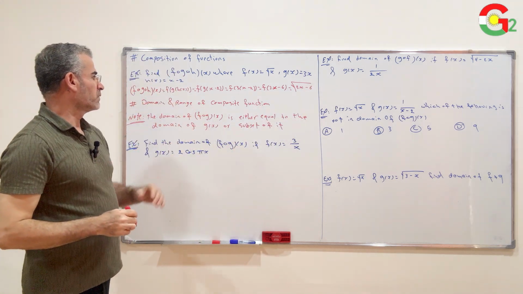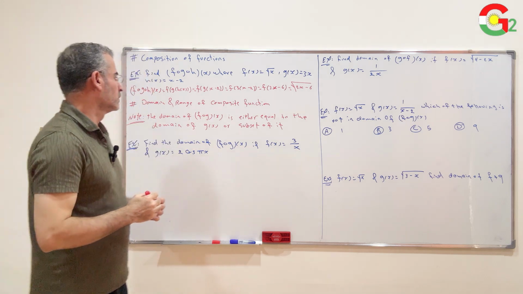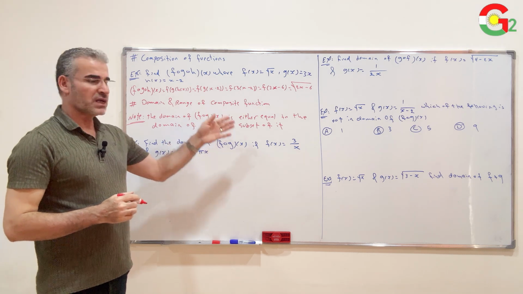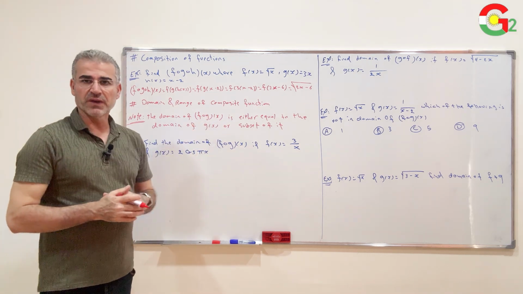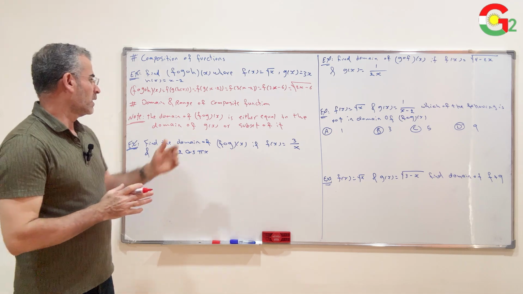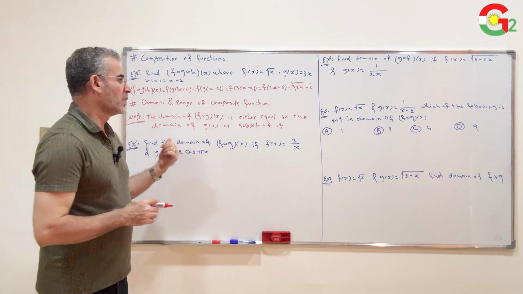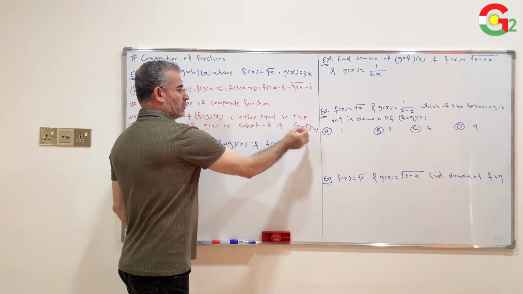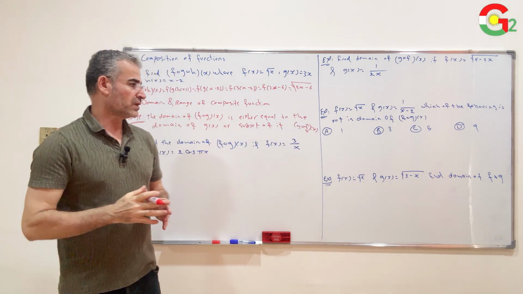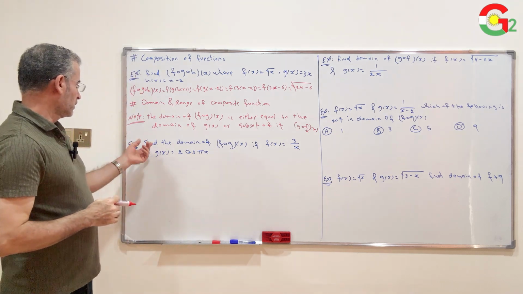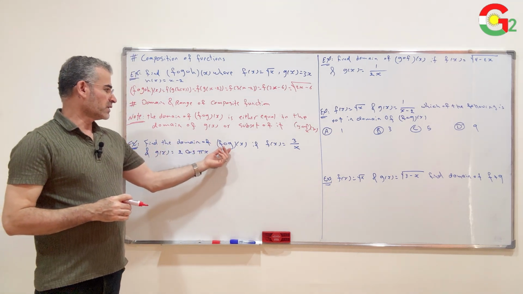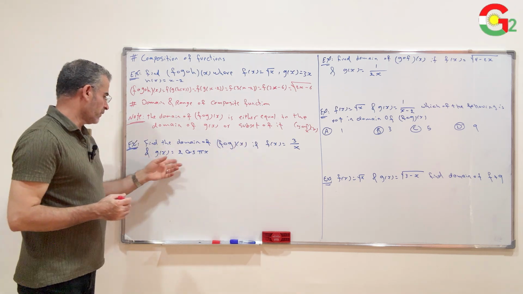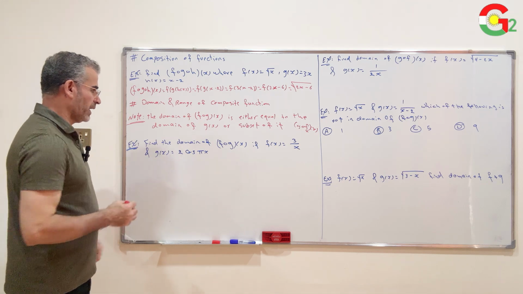Domain and range of composite function. The domain of f of g of x is either equal to the domain of g of x or a subset of it, and the domain of g circle f of x is either equal to the domain of f of x or a subset of it. Example: find the domain of the function f of g of x if f of x equals 3 over x and g of x equals 2 cosine pi x.